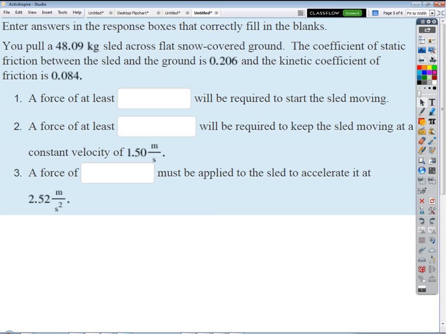To start the sled moving, is it sliding when I want to get it going? No. So is it going to be static or kinetic friction? Static. So really, if I draw a free body diagram here, it's looking the same as before, isn't it? It's exactly the same picture.